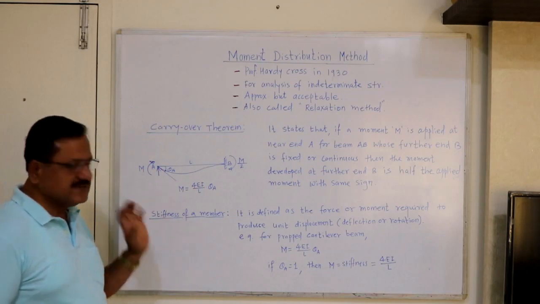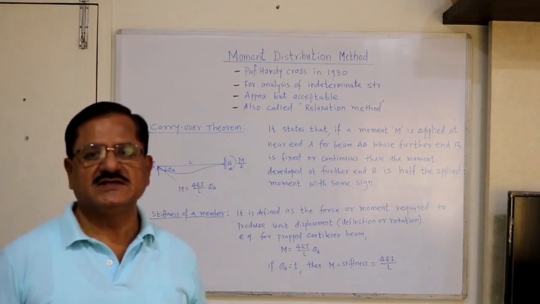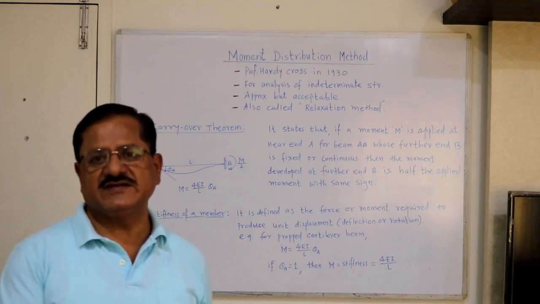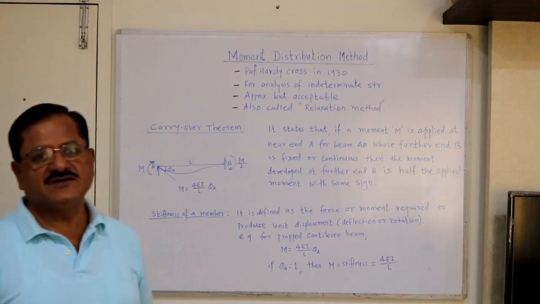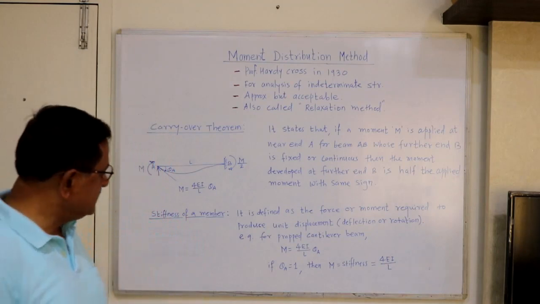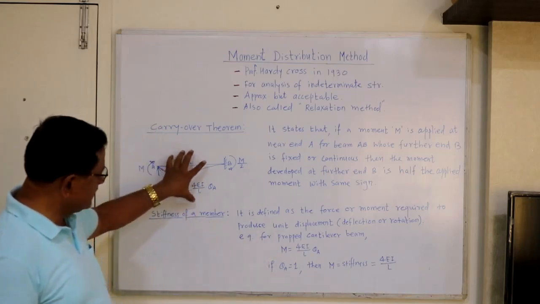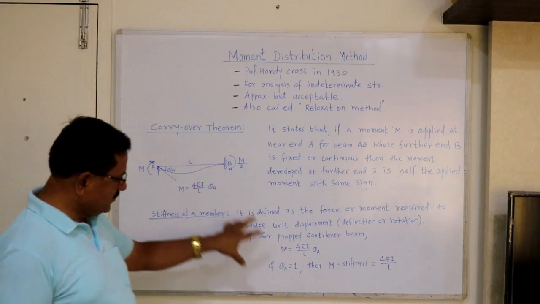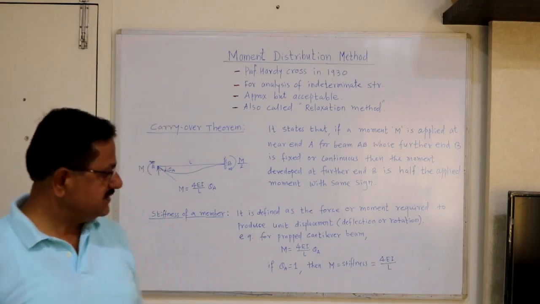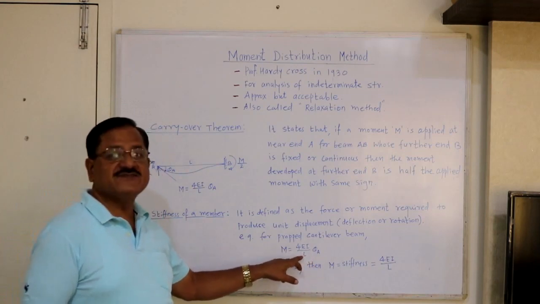Then next, stiffness of a member. What is stiffness? Stiffness means a force or a moment required to produce a unit displacement. There are two types of displacements, either deflection or rotation. A force or a moment required to produce a unit deflection is called the stiffness of a member. For example, if we consider the same propped cantilever beam, we know the moment M is given by 4EI by L theta A. So the moment required to produce a unit rotation is the stiffness of a member.